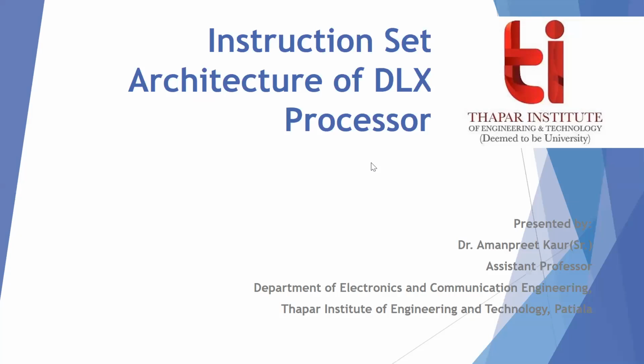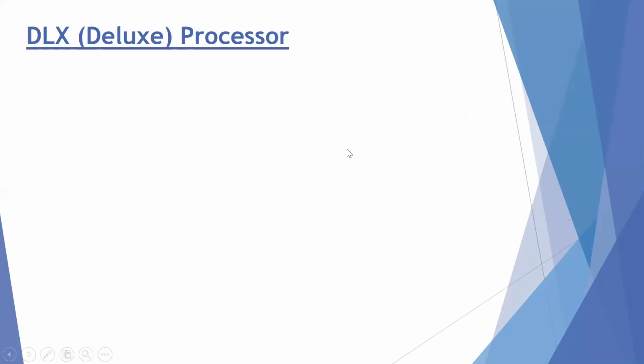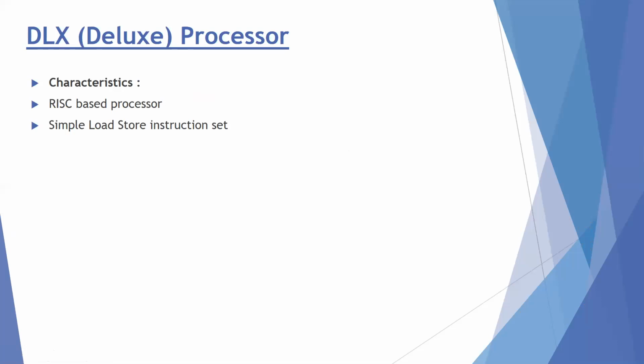Just cover it up in 2-3, I guess maximum 5 lectures, and then we can move on to the third chapter, which is pipelining and parallelism. So moving on, I guess I discussed a bit of it last time. Yes, I told you the basic characteristics of the processor. This is a RISC-based processor, has a simple load store architecture, supports pipelining.